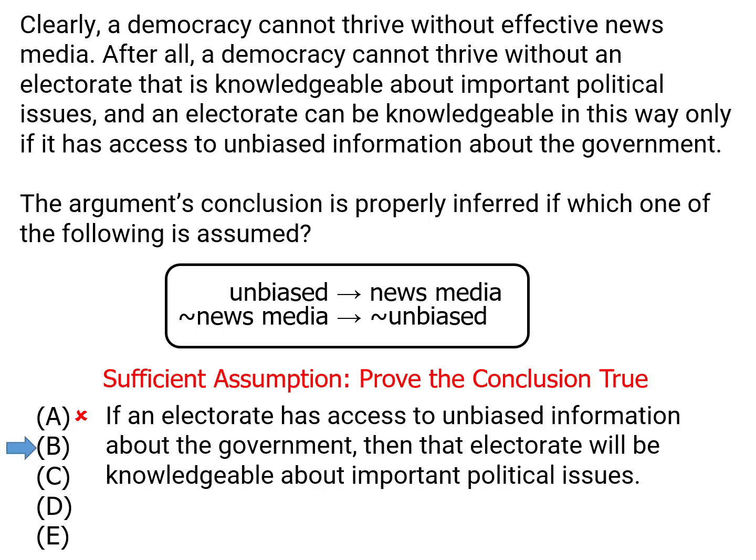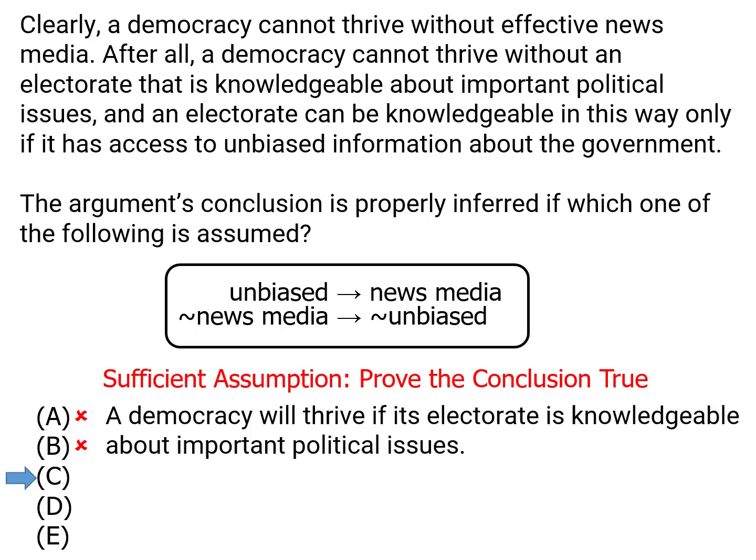Answer choice B, if the electorate has access to unbiased information, then it will be knowledgeable. This is another formal error. This is the inverse of something they've already told us, and it won't help us fill that gap. Answer choice C, a democracy will thrive if its electorate is knowledgeable about important political issues. This is another flip. It's not what we're looking for.